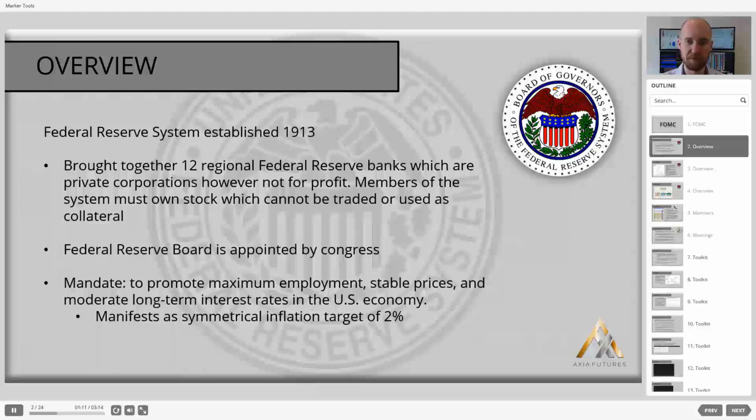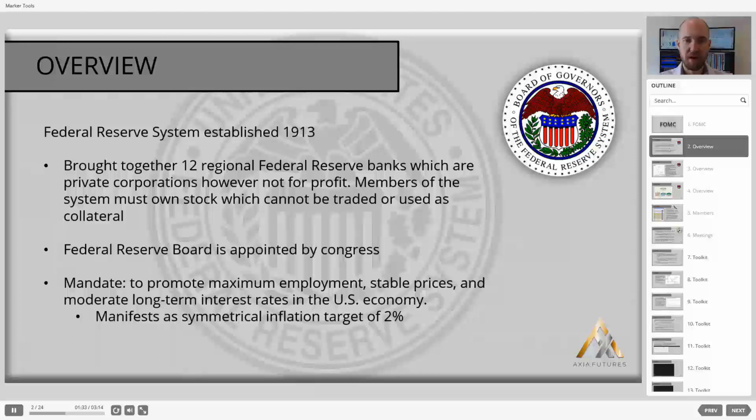Now, these shares cannot be traded, they cannot be used as collateral, so they're in a sense quite nominal. But what this serves to do is create independence of the Fed from the government, but also maintain an independence in terms of the Fed not needing to look out for shareholders' interests, so not changing policy in order to benefit shareholders rather than the wider economy.